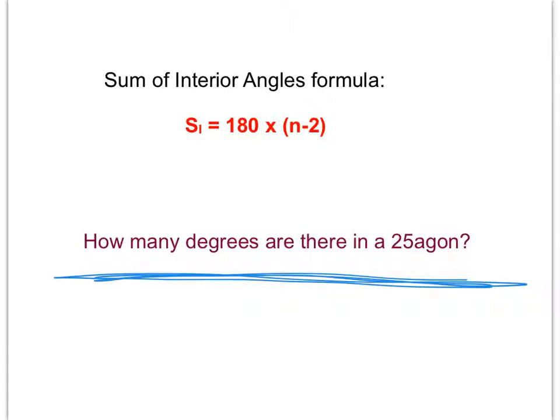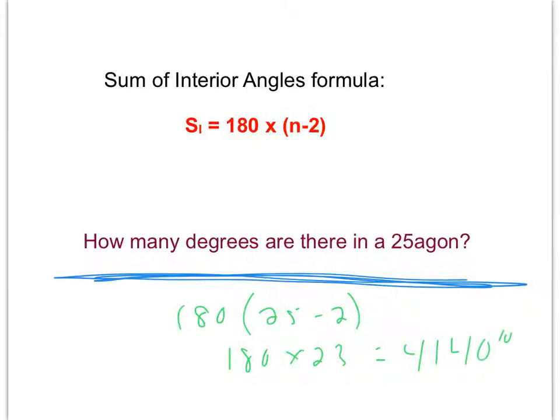Very good. You should have found that we're doing 180 times 25 minus 2 is 23. 180 times 23 is equal to 4140 degrees.